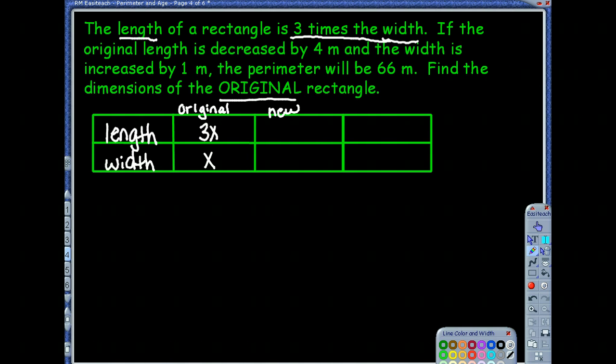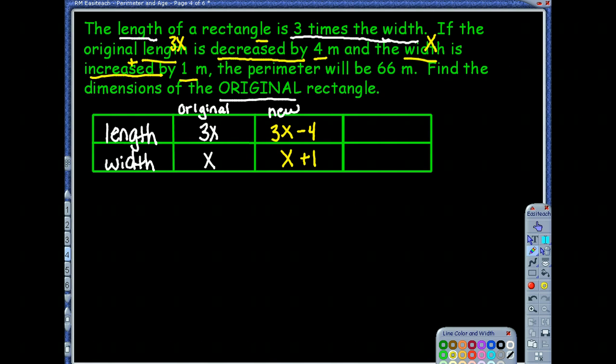That part's good. But then they change it up a little bit on us. And they say if the original length, so I'm looking at this 3x right now, is decreased by, so I'm subtracting, 4 meters. Well, now look at what I've got. My original length, my 3x, is decreased by 4 meters. That is the new dimension that we're looking at here. So for my length, I'm looking at 3x minus 4. And the width, which we referred to as our x, is increased by, so we're adding, 1 meter. So this is going to be an x plus 1.